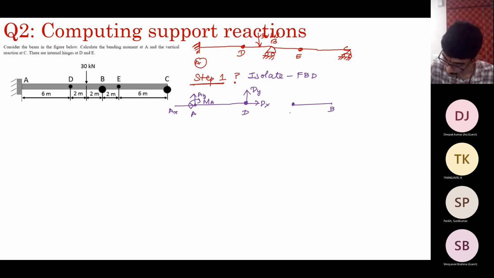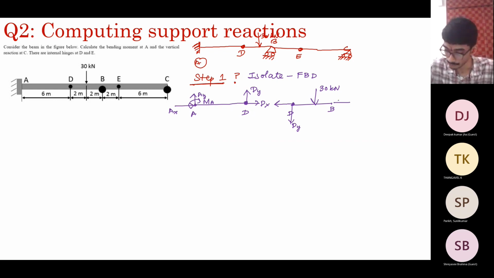dB. So there is a mid-span loading of 30 kilonewtons. At D, you should draw equal and opposite forces. So this is opposite to this DX, this is DY. Since there is no external loading at this point, the joint has to be in equilibrium, and a joint is a point. So the forces that come onto this joint should be equal and opposite.